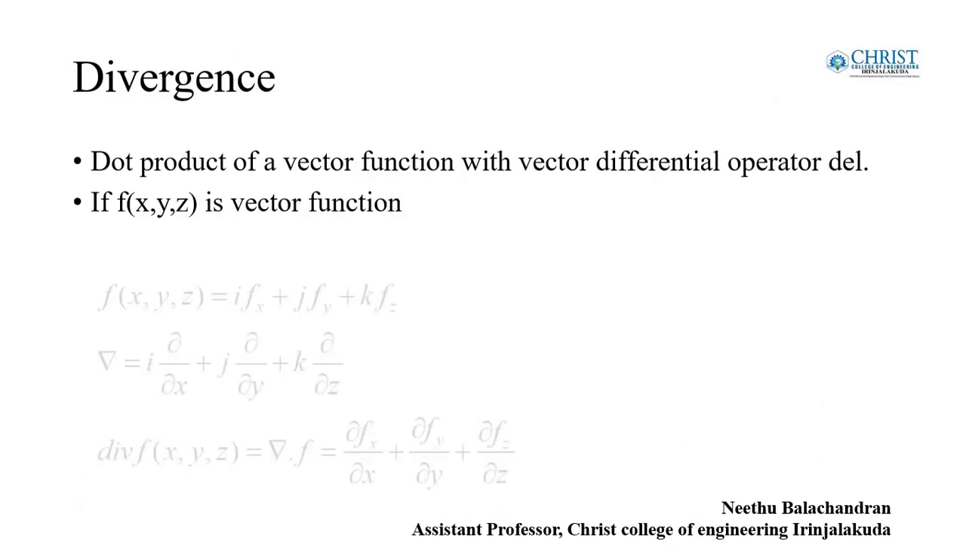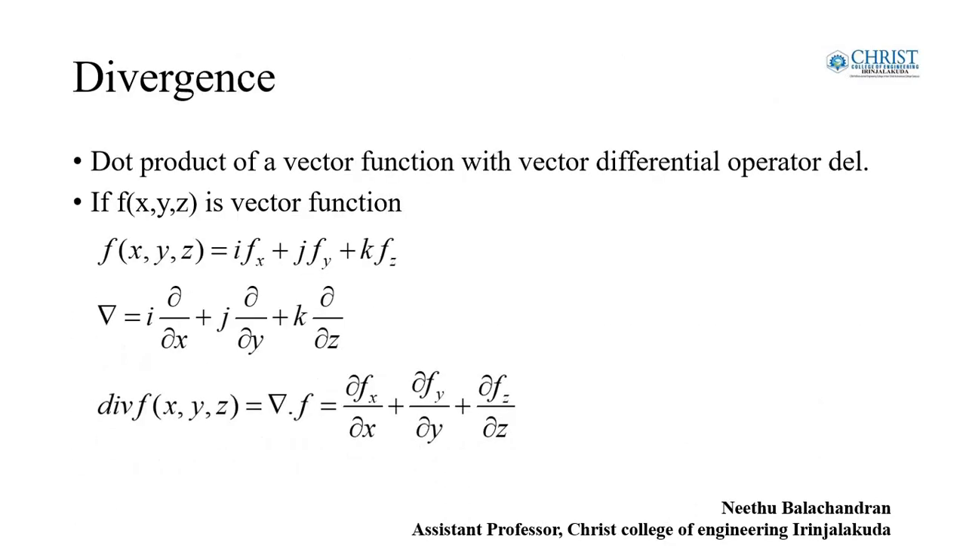Okay. Let's start with what divergence is. We know that the divergence is the dot product of a vector function with the vector differential operator, and you're familiar with both. Suppose we have a vector function f of x, y, z, whose vector representation is fx i plus fy j plus fz k, and the del operator is i into dou by dou x plus j into dou by dou y plus k into dou by dou z. You are familiar with these things.